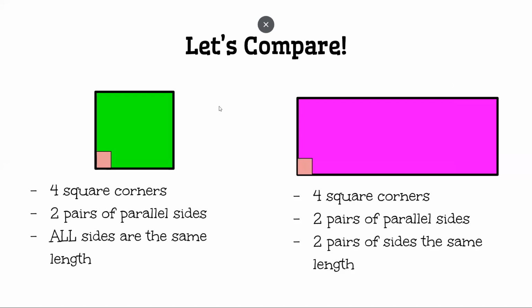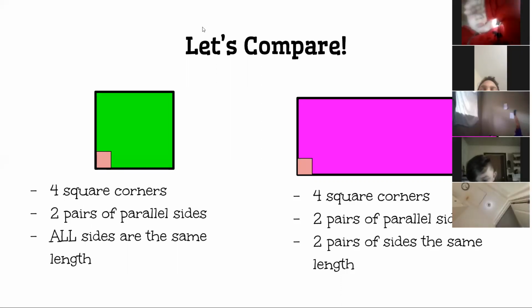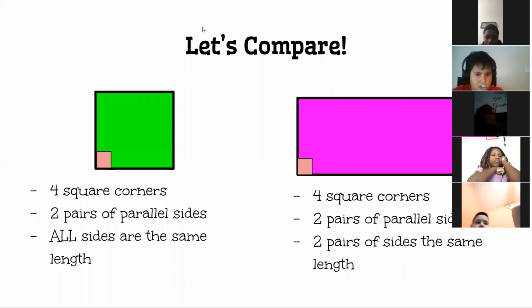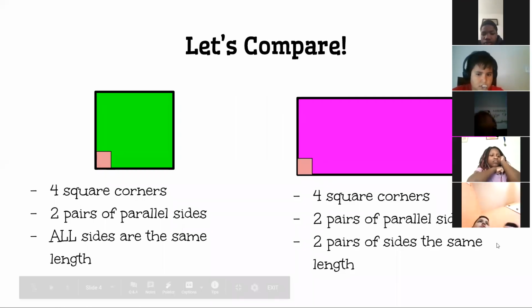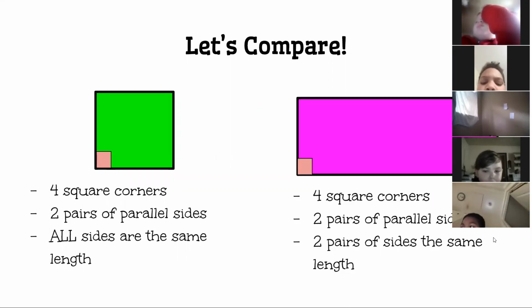So a square has all sides of the same length. Then the attributes of a rectangle are 4 square corners and 2 pairs of parallel sides, just like a square. But 2 pairs of sides are the same length. So what does that mean when I say 2 pairs of sides are the same length? Who can tell me? What does that mean?